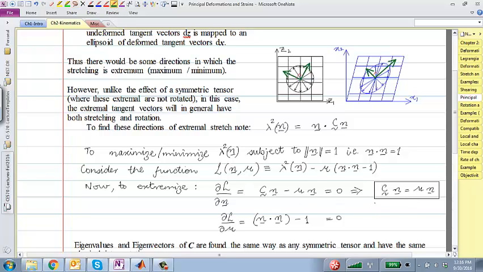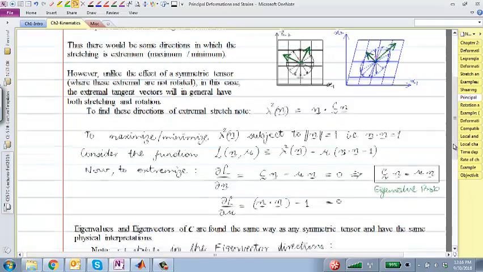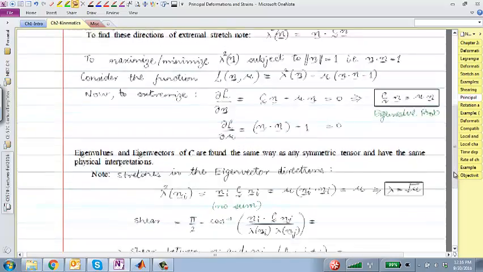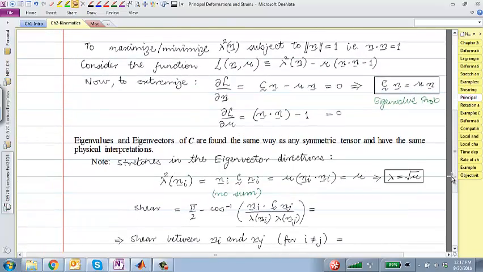So this is indeed the eigenvalue problem for finding the eigenvalues mu and eigenvectors n of the tensor C. And since C is symmetric, this is a well-posed problem. Further, we have the constraint that whatever n you find, we have to normalize it to be a unit vector, which we have already been doing. So there's no change there.